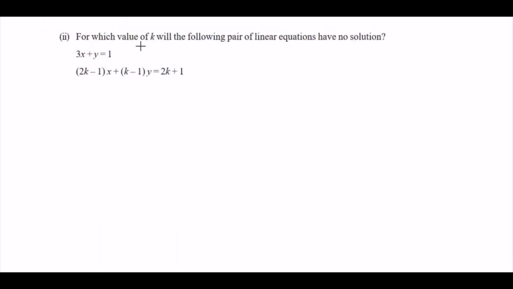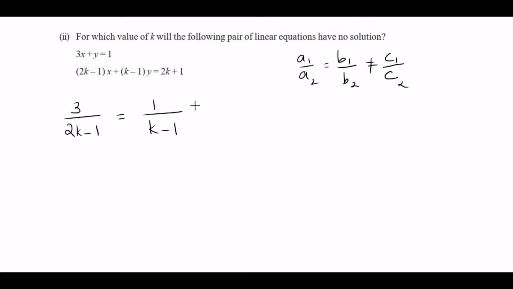The second question is, for which value of k will the following pair of linear equations have no solution? So by comparing the ratios, when a1 by a2 is equal to b1 by b2 not equal to c1 by c2, that pair of linear equations will have no solution. So you have to write this and find out the value of k. So when you write the ratios, it is 3 by 2k minus 1, and the coefficients of y variable is 1 by k minus 1, is not equal to 1 by 2k plus 1.